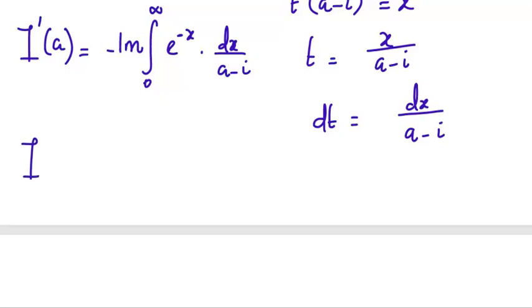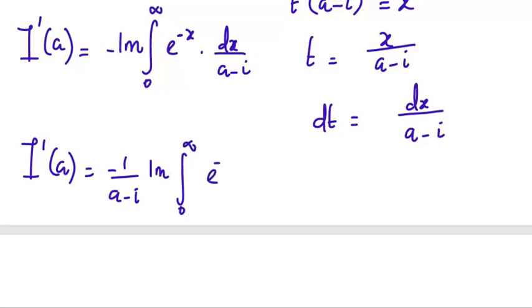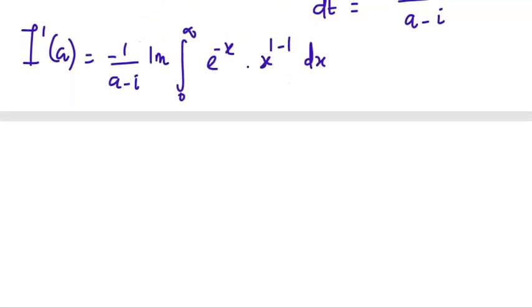So from here, I prime of a is equal to, this will be negative 1 all over a minus i, the imaginary part, the integral from 0 to infinity. Here, this is e raised to the power of negative x multiplied by 1, which is the same as x raised to the power of 1 minus 1, and then we have a dx. Okay, the reason for this is we're going to make use of the gamma function. Remember, the gamma of n is equal to the integral from 0 to infinity e raised to the power of negative x times x raised to the power of n minus 1, and then dx.